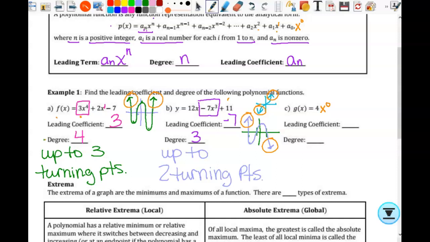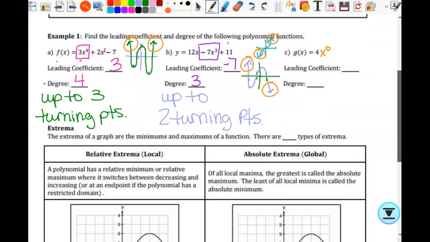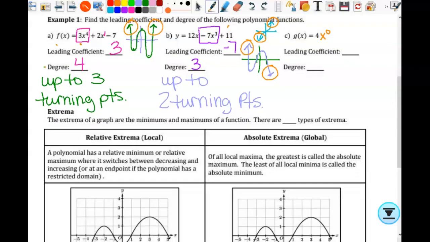But because we can write it that way, and that's technically what's kind of happening, then our leading coefficient is 4, and what's our degree? 0. And what does that graph look like? Horizontal line. So it looks like this, okay?